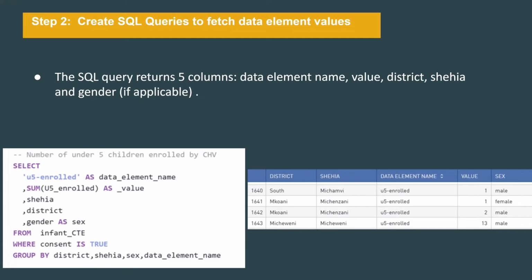And then we have the Shahia, which we said is a level below a district, and then the district, and then the gender. So if I run this query, the result is what you see on the right, the table where you have the district, the Shahia, the data, the unique data element name, the value, and the categorization. So at this point, you have defined the data element in DHIS2, you have defined your queries. Now the question is, how do you map?